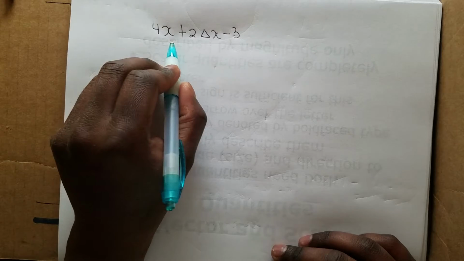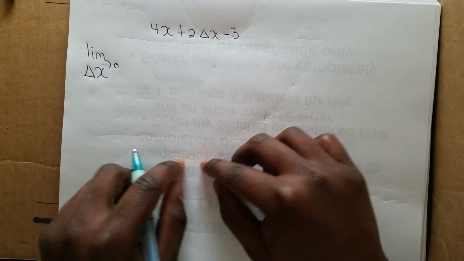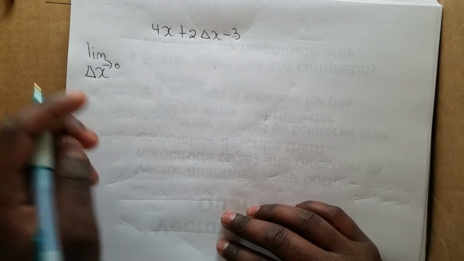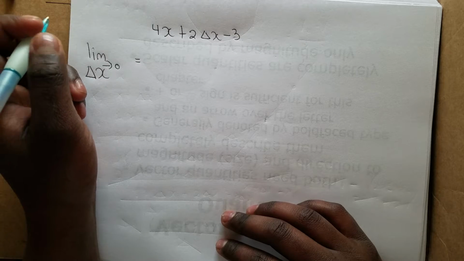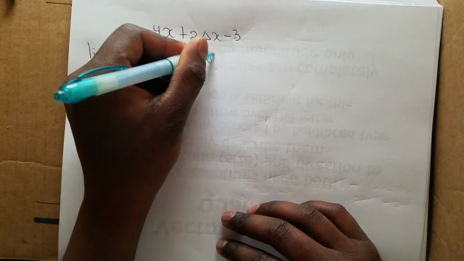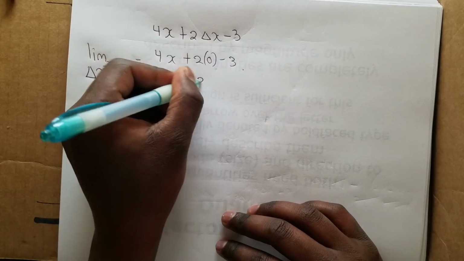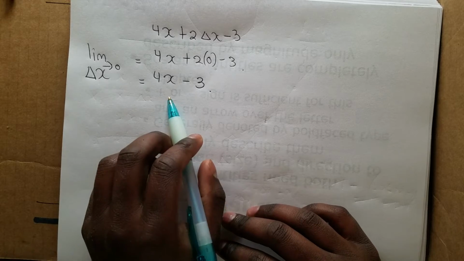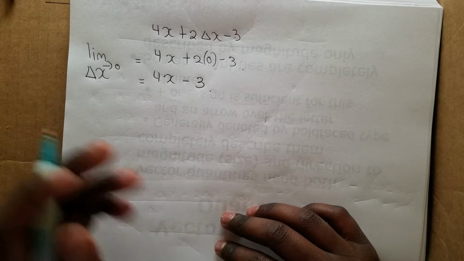Right, so now you can find the limit of this. Now you want to find the limit as delta x goes to 0, because delta x is going to 0. It's getting closer and closer to where there is no line. So the limit as delta x goes to 0 of 4x plus 2 delta x minus 3: 2 times 0 is 0, so this will cancel, and you get 4x minus 3. And that is the equation for finding the slope of a tangent line at any location.